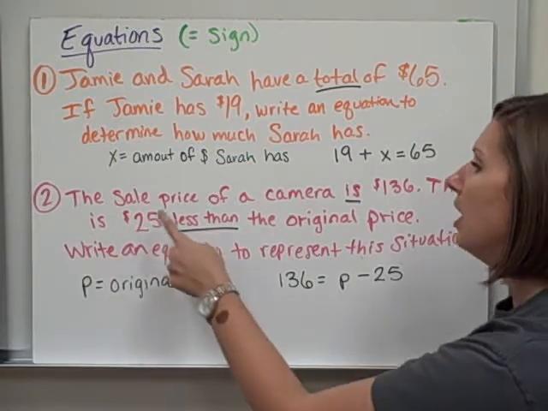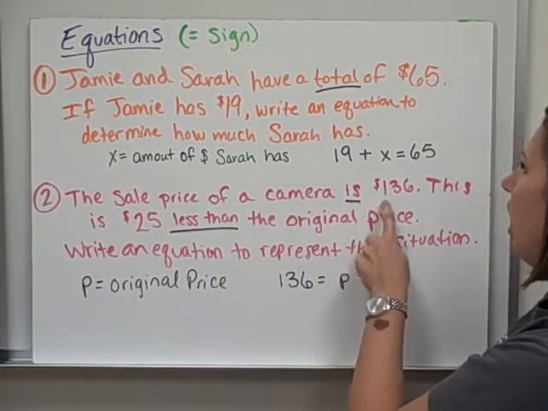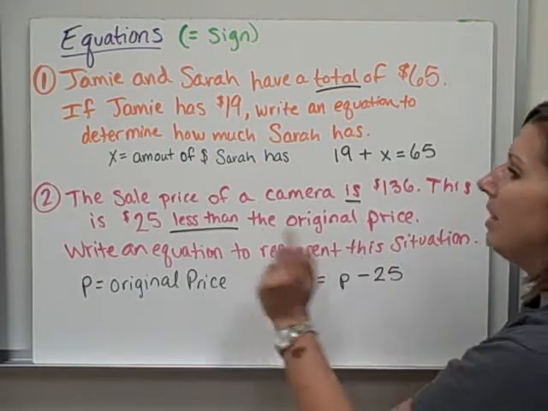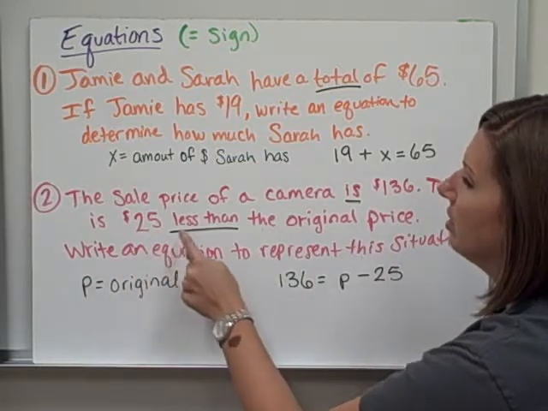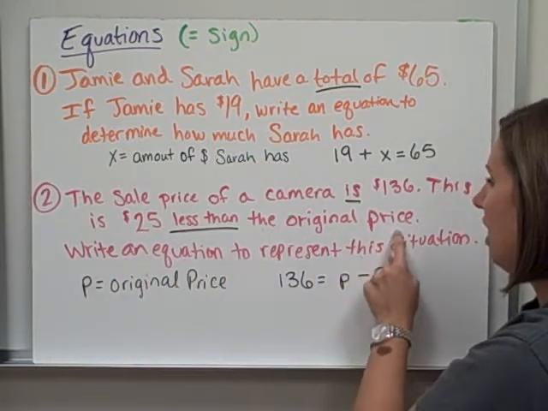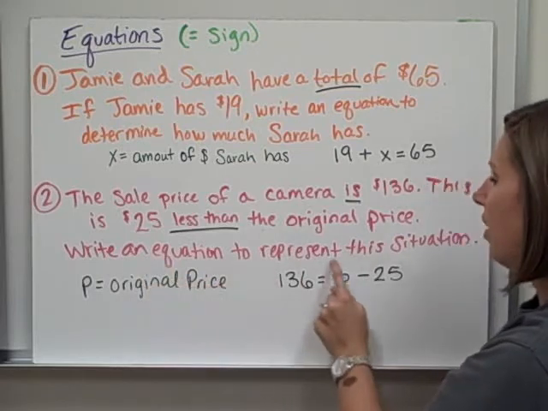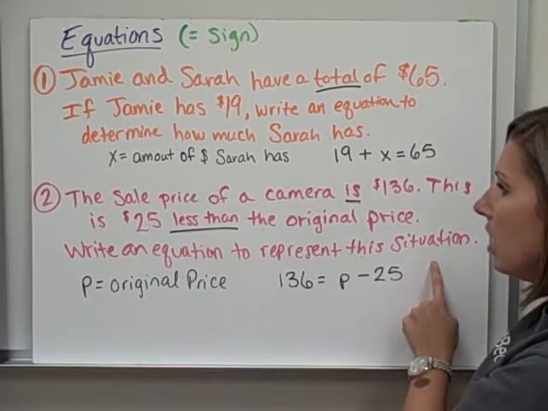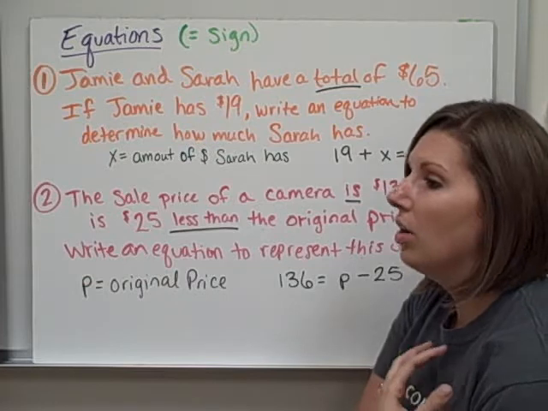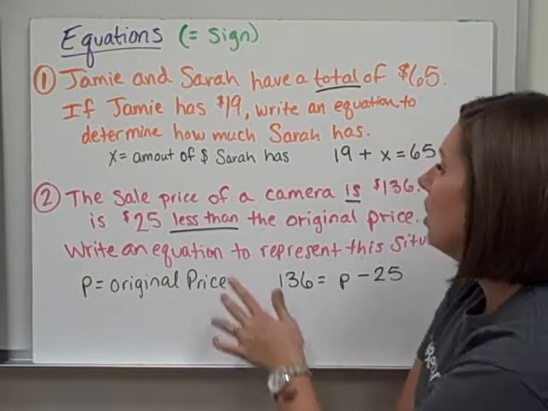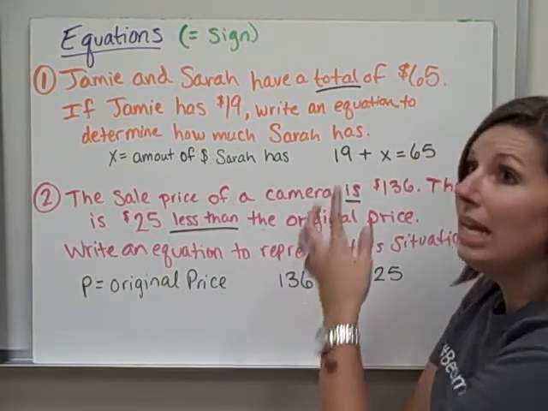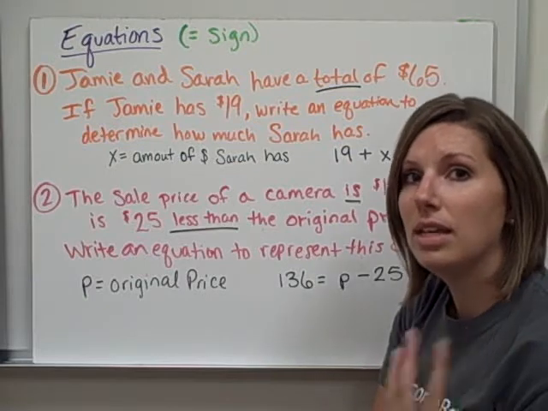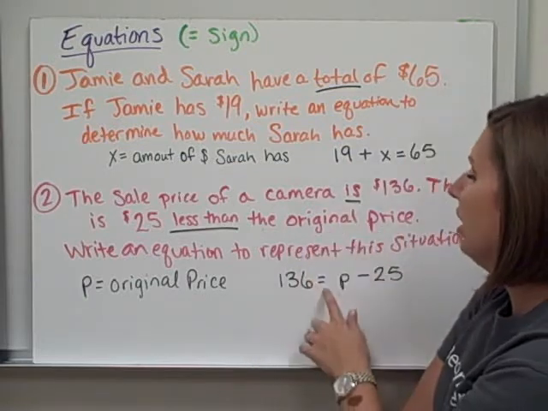Number 2, the sale price of a camera is $136. This is $25 less than the original price. Write an equation to represent this situation. So we are going to identify the important words. Is means equals. So that's how I know I'm writing an equation.